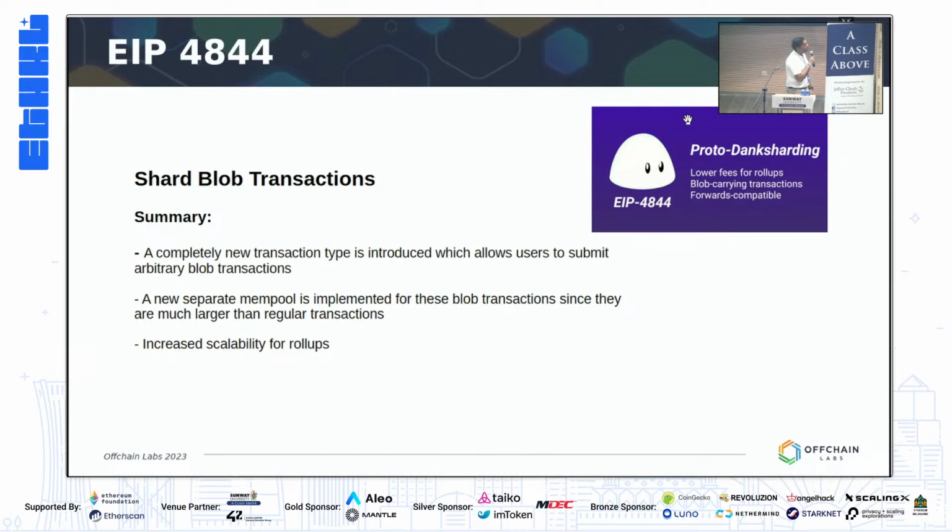Instead, anyone who wants to propose a blob transaction would just have to sign arbitrary data and submit it to the execution client. So there would be a separate mempool for blob transactions due to the fact that they're much larger than regular transactions. On Ethereum mainnet, a single blob would be 128 kilobytes, which is much, much higher than a normal Ethereum transfer transaction. The main benefit of having shard blob transactions is that this provides cheap space for rollups to post the data in.